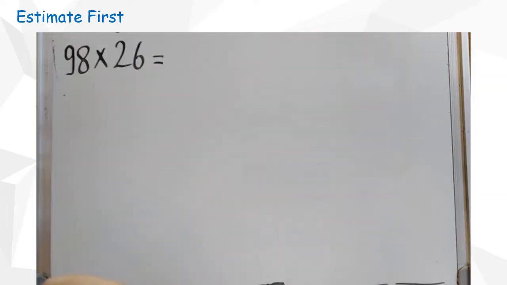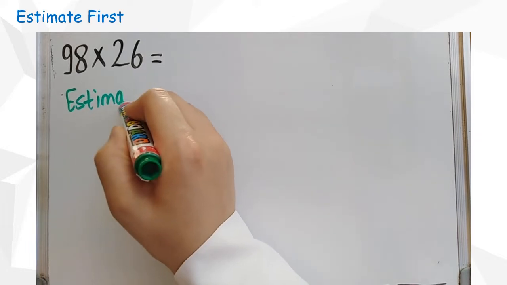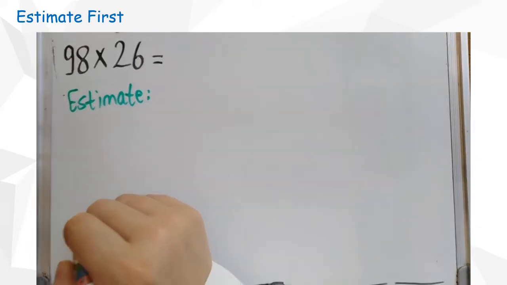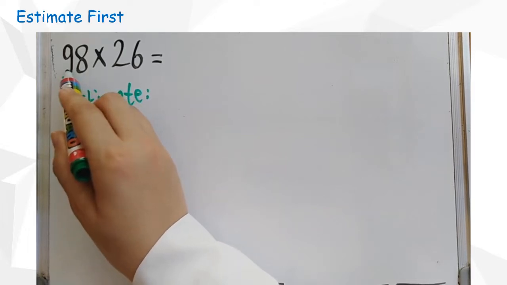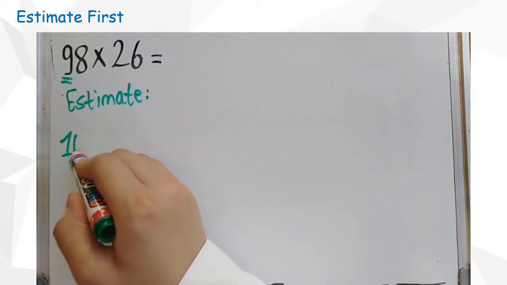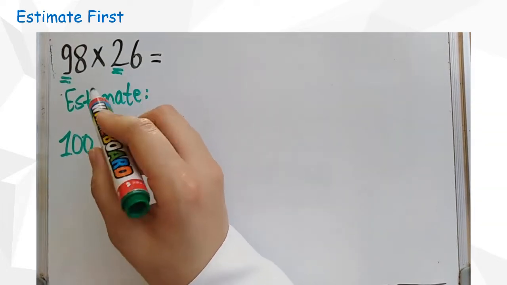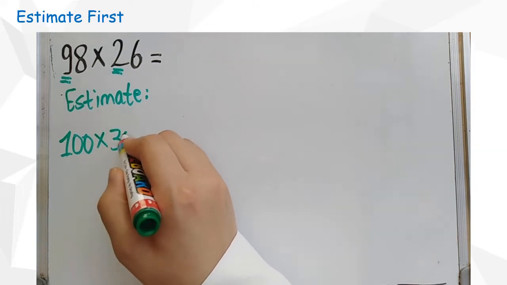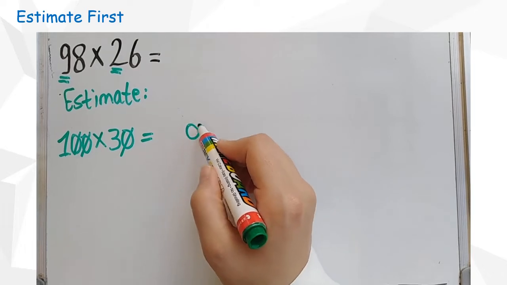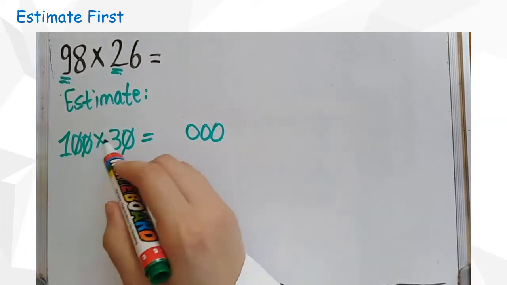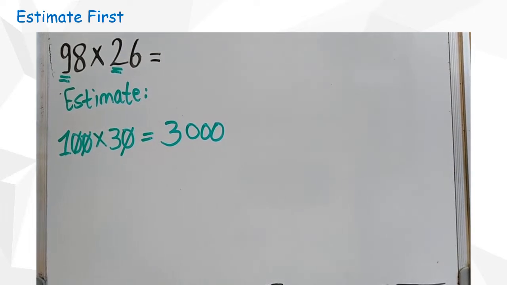We're going to estimate first 98 multiplied by 26. Estimating 98 to the nearest ten, looking at the units, which is 8, that will round up to 100. Now estimating 26 to the nearest ten, 6 will round the 26 up to 30. What's 3 times 1? It's 3, and I have 3 zeros. I will place them first, and then I will multiply. The estimate will be around 3,000.